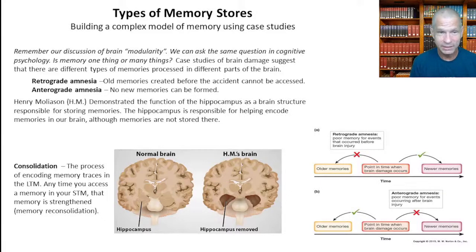This guy named HM was given brain surgery because of severe epilepsy that the doctors were having trouble treating. And they took out his entorhinal cortex and specifically his amygdala.